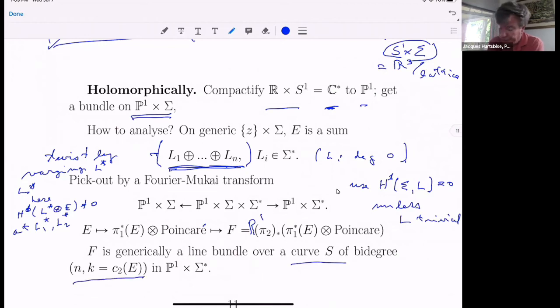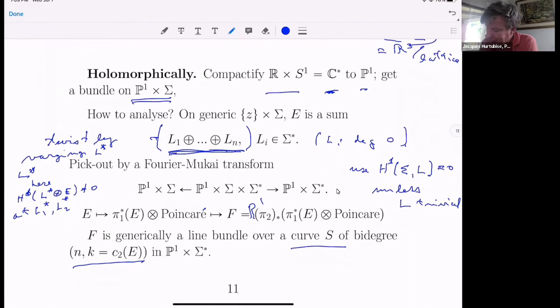You can prove using the Grothendieck-Riemann-Roch theorem that it has a bidegree that basically encodes both the rank and the second Chern class of the bundle. And the nice thing, and this is a theorem of Mukai, is that this process is involutive. So you can apply it going backwards; it goes both ways. There are some twists, but they're easy to deal with. So again, you're getting a curve and a degree.